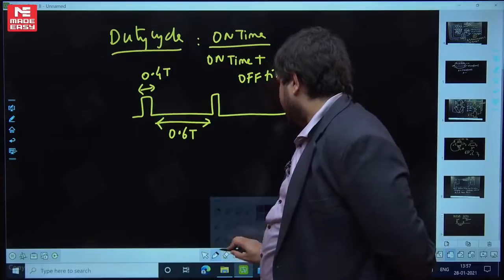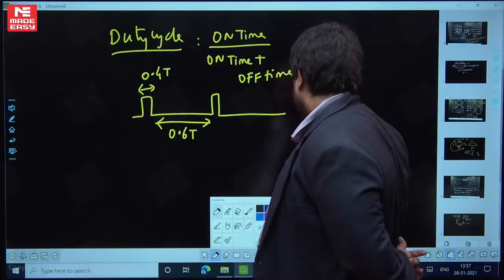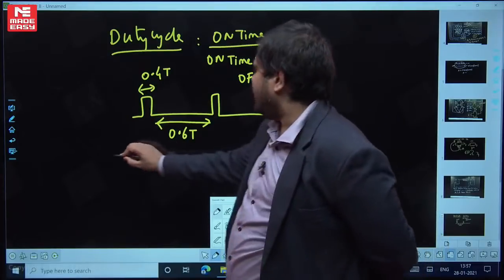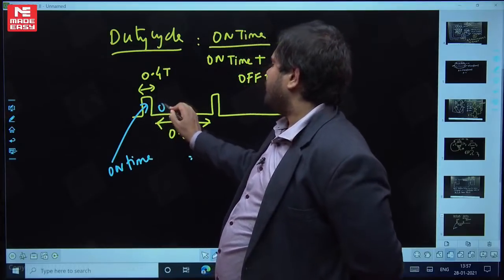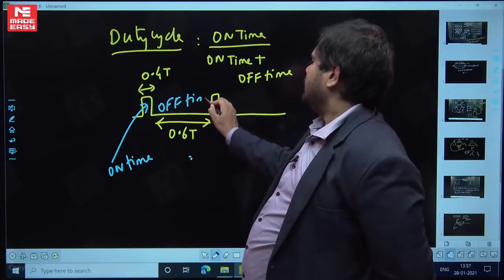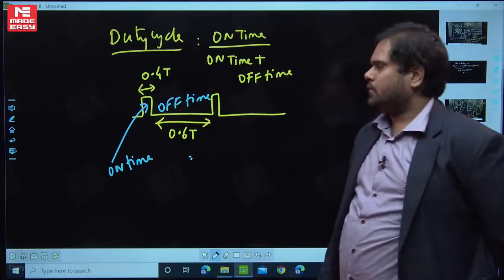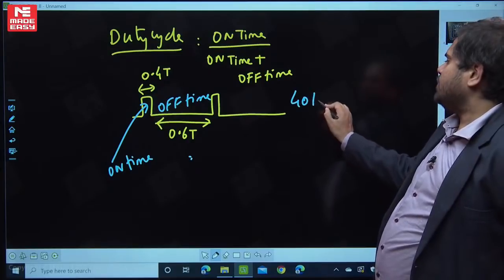This part is called the on time, and this part is the off time. All of us know, this is called the 40% duty cycle.